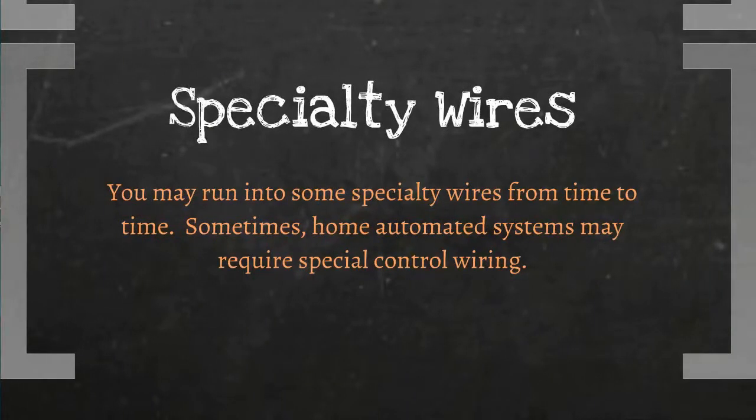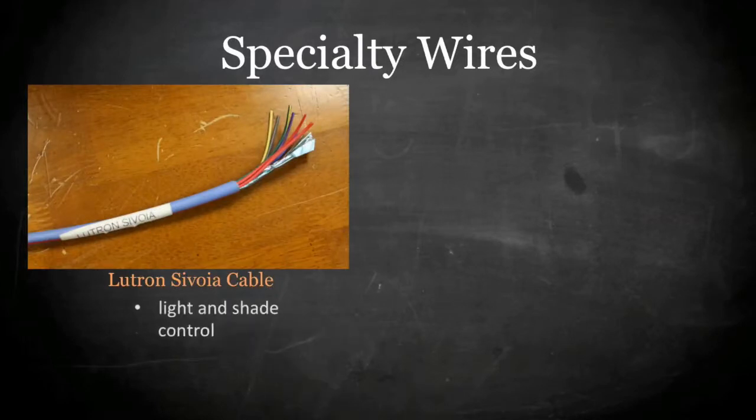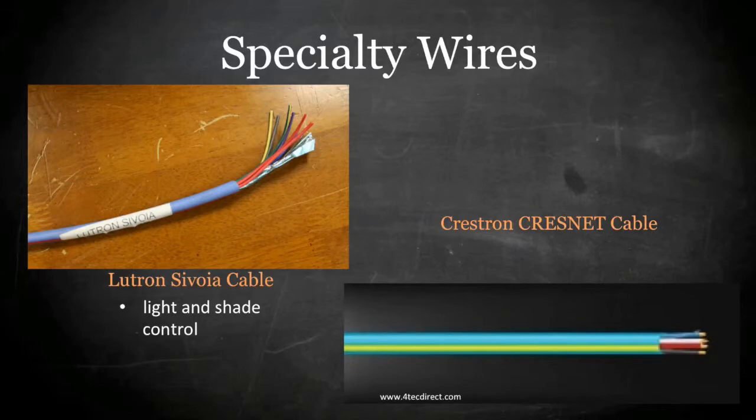The final category of cable types you will see at Livewire are specialty wires. Sometimes home automated systems may require special control wiring. For example, the Lutron Savoia cable is used for light and shade control, and the Crestron Crestnet cable is used for Crestron control and automation systems.